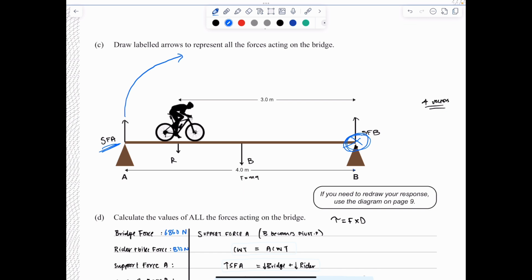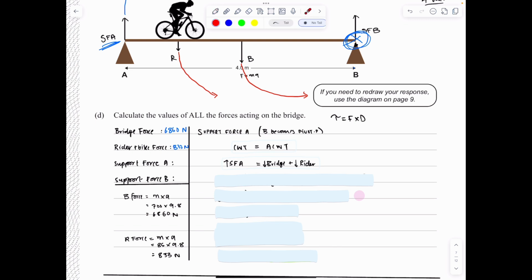What about the rider? The rider, its force is going downwards, so if it were to keep twisting around this pivot point, it is going in an anti-clockwise direction. Same with this, this force over here, the force of the bridge, okay? So I've written that down here.